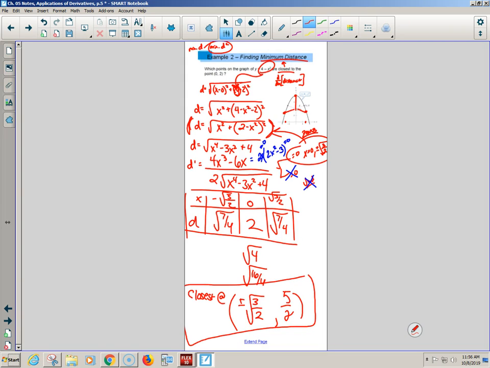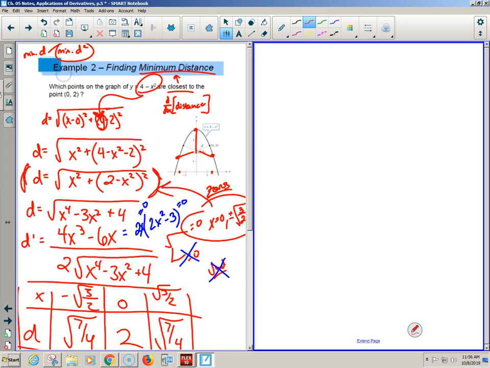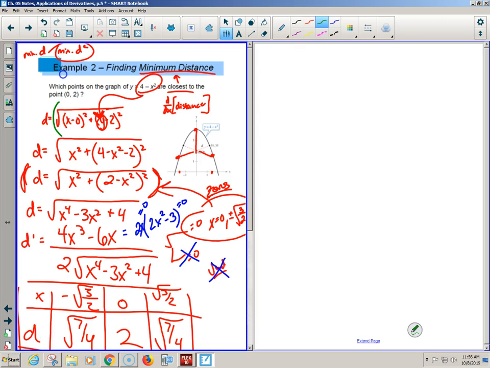Is there any other way to do this? What was the clue I gave you yesterday? The minimum d, the minimum square root of x minus x1 squared plus y minus y1 squared, is going to be at the exact same place as where the squared is lowest. What does that mean?